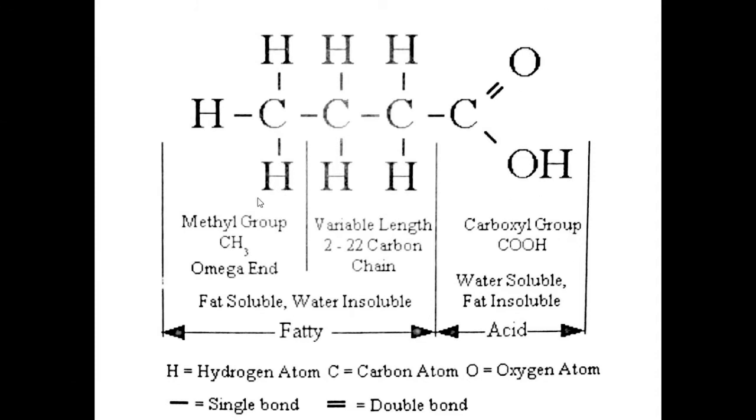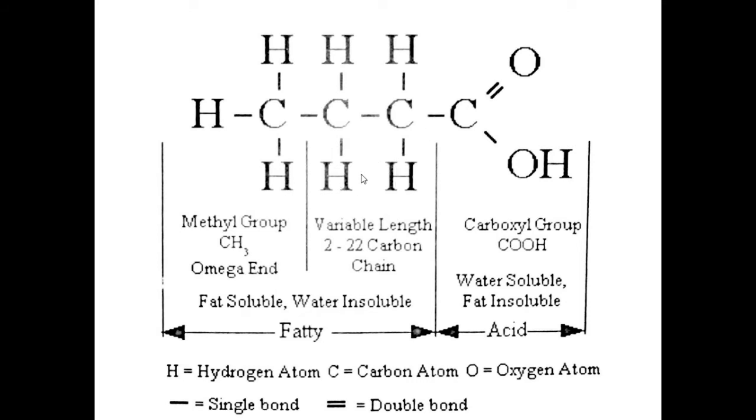And this is the other side of the molecule. This is called the methyl group or the omega end. Okay, this is the omega end. The methyl group is always like this: one central carbon and then three hydrogen atoms. And then the middle part is a variable length.